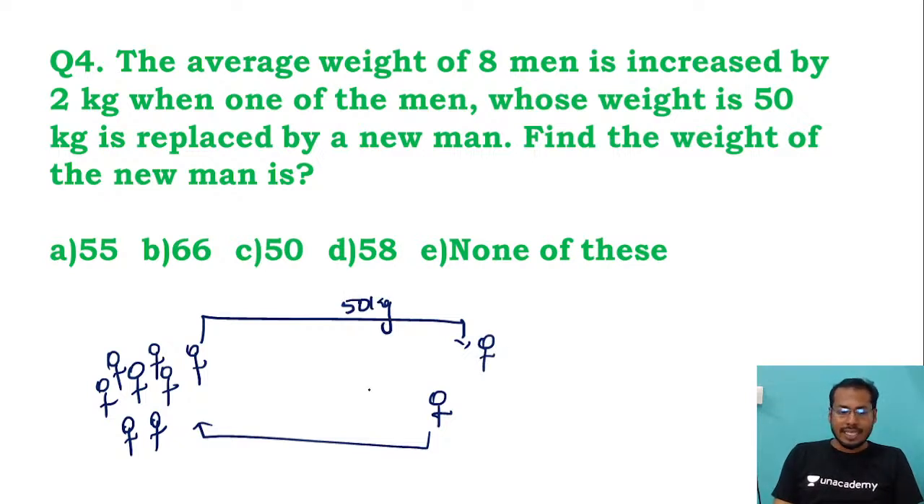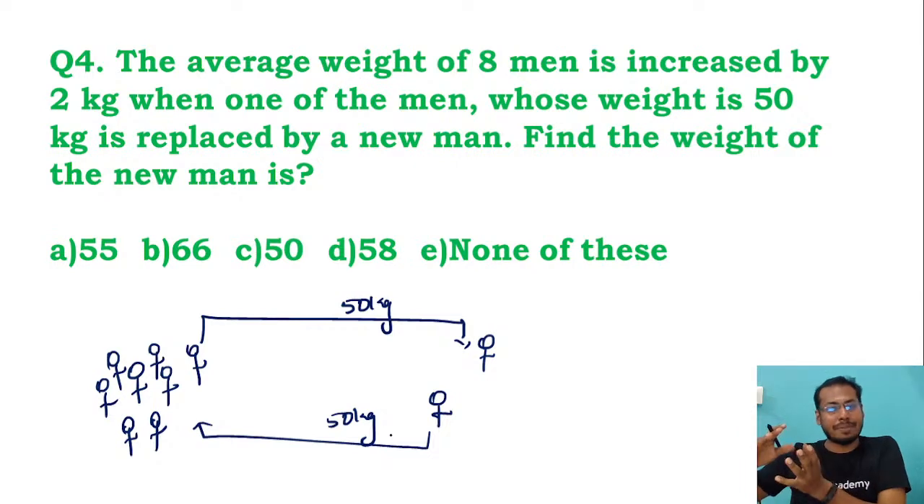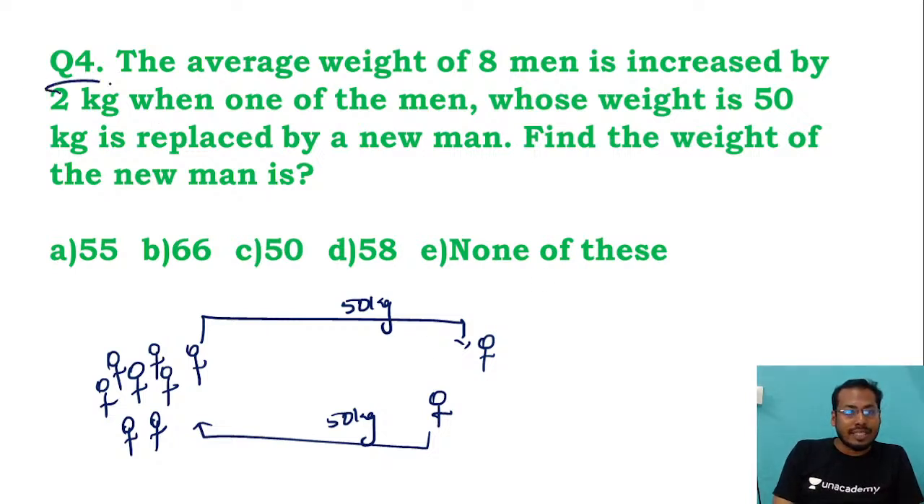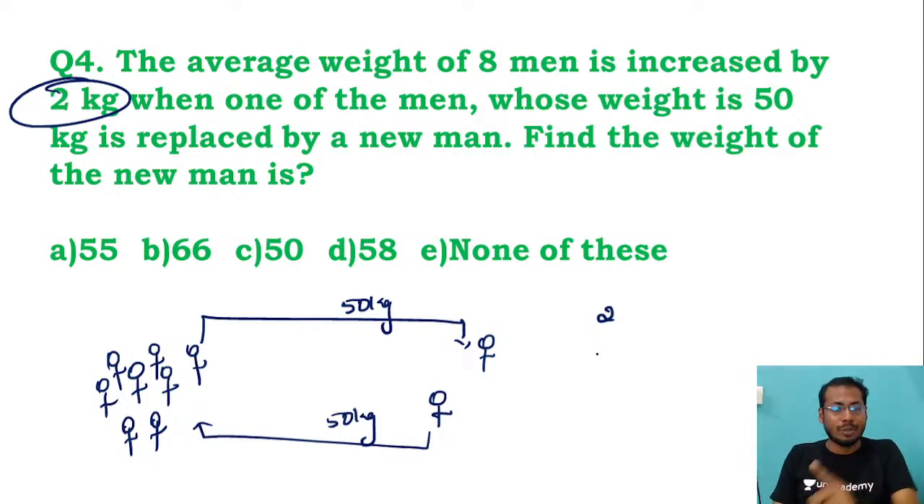So my question is, if the new person who enters the group is also 50 kg, it means there is no change in the average, right? If one 50 kg person went out and another 50 kg person came into the group, there is no change in the average, correct? But due to this replacement, the average increased by 2 kg. So what is the trick I had explained? If the average is increased by 2, everyone inside the group will be increased by 2.